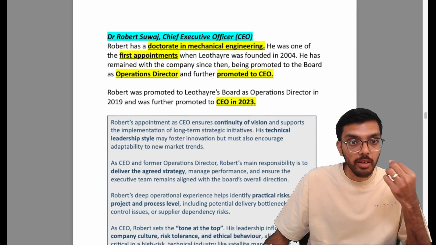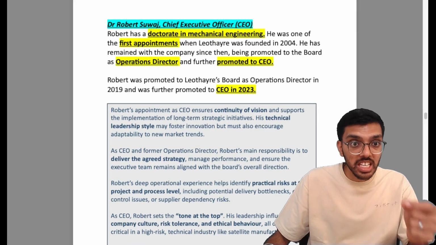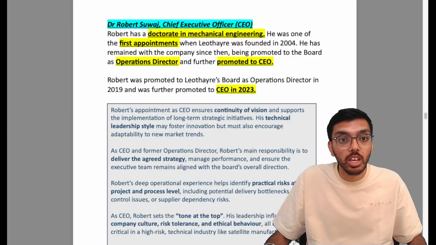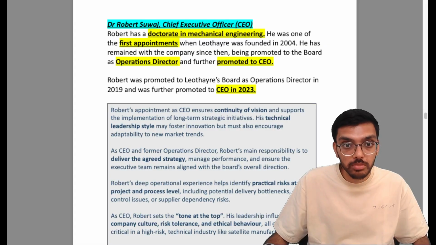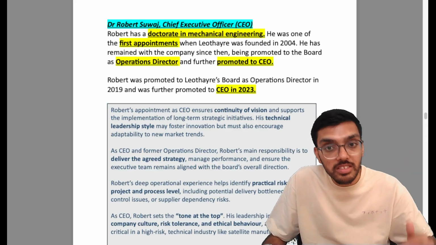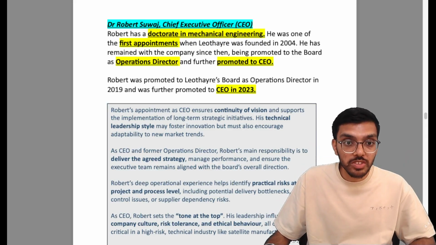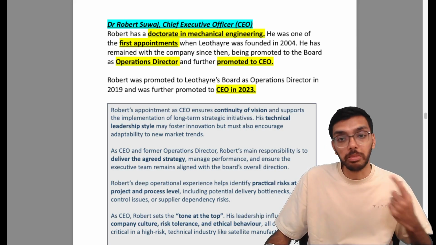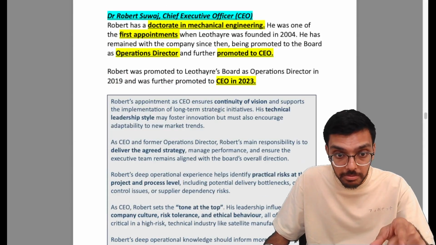Next, we have Dr. Robert Suvaj. Now Dr. Robert is the CEO. He has a doctorate again in mechanical engineering. He was one of the first appointments when Leothayre was founded in 2004. He has remained with the company since then, being promoted to operations and then CEO. Robert was promoted to the board as operations director in 19 and CEO in 23. So Fatma became chairman in 22, Robert became CEO in 23.